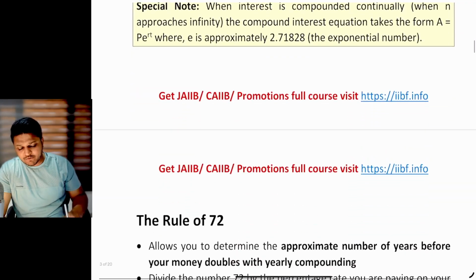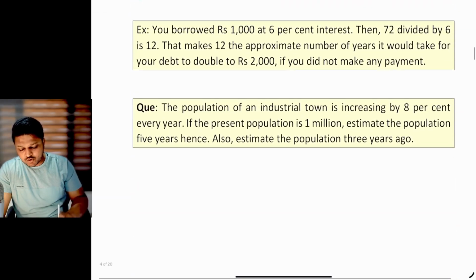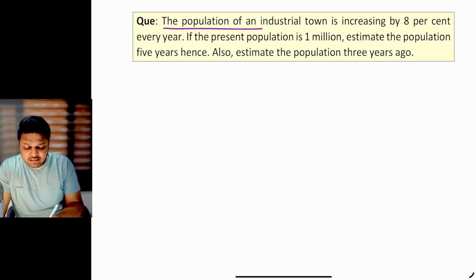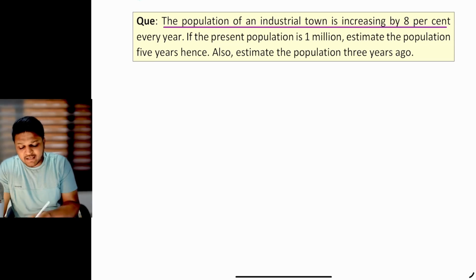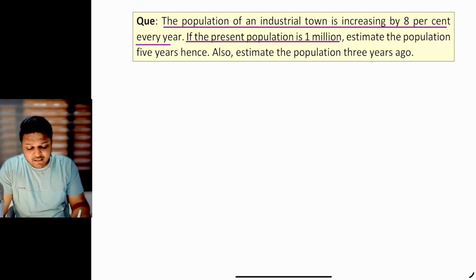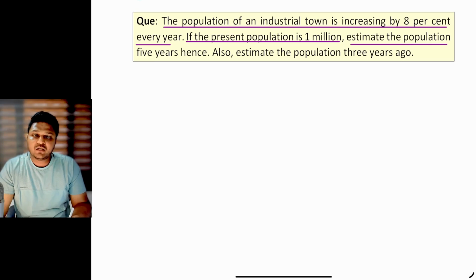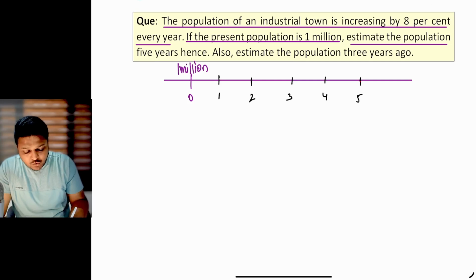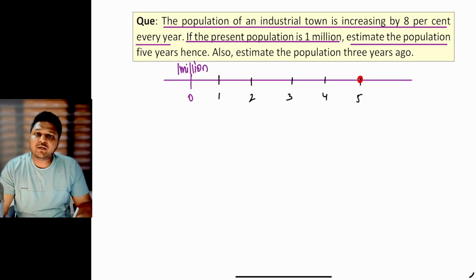Now let's have a look at the question first of all. After that, we'll be coming back to it. The question says the population of a town is increasing 8% every year, and if the present population is 1 million, estimate the population 5 years hence. If we draw it on a timeline, we are here right now with 1 million population, and here we draw 1, 2, 3, 4, and 5. We want to calculate what the population will be here.